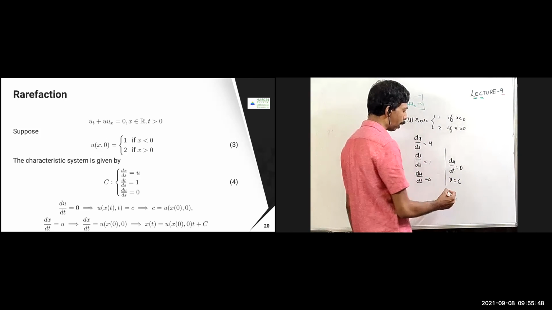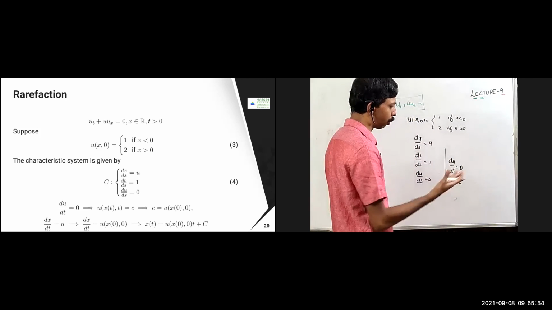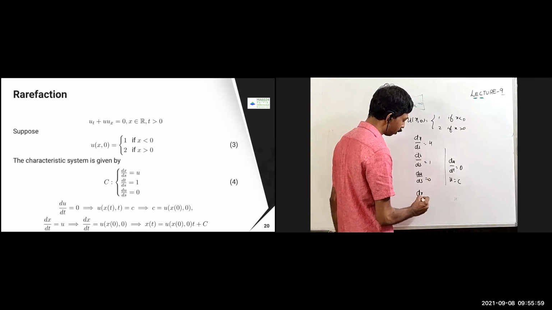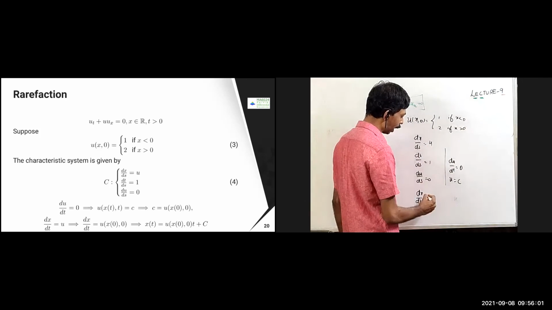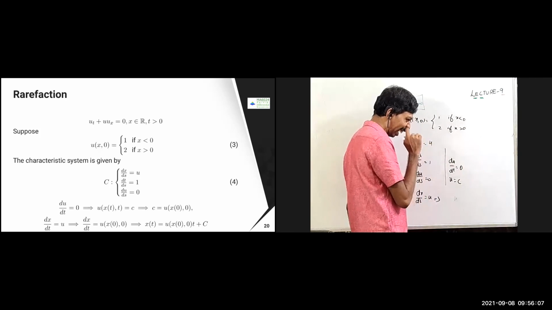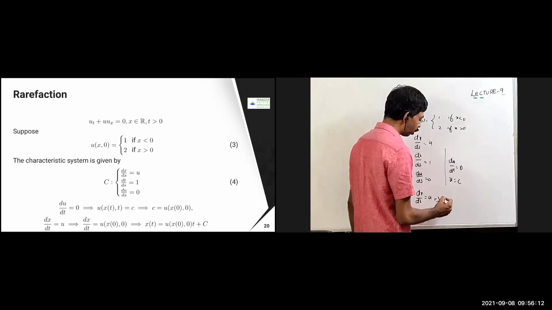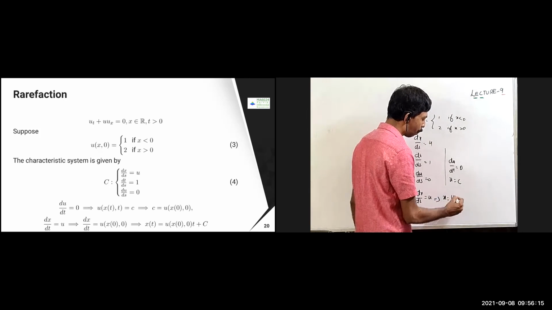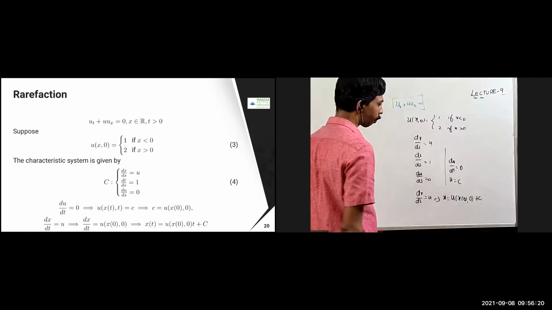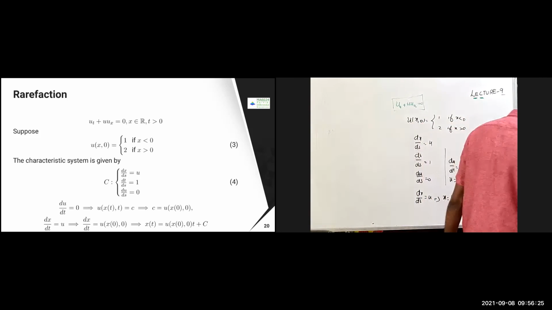Therefore, c equal to u of x comma 0 is also going to be there, because x of 0 comma 0 is also going to be some constant. Now dx by dt, what is dx by dt? It is u by 1, so that is going to be u. Therefore dx by dt is going to be u of x comma 0. So x is going to be u of x of 0 comma 0 plus some other constant, let me put c1 or some capital C.